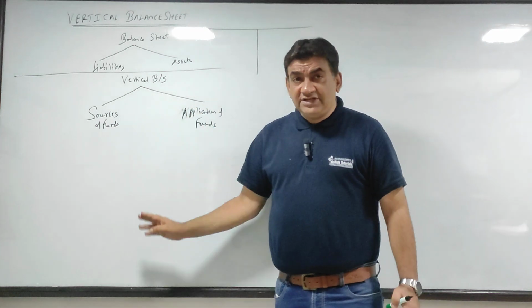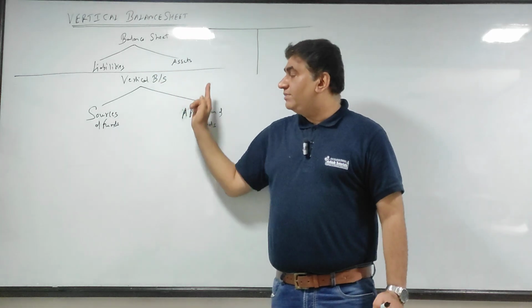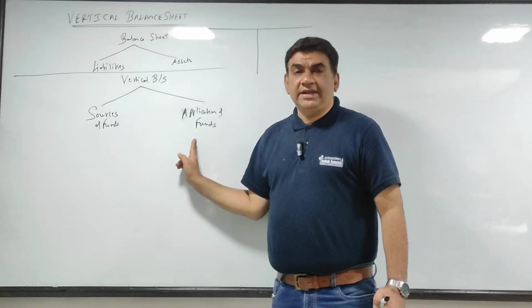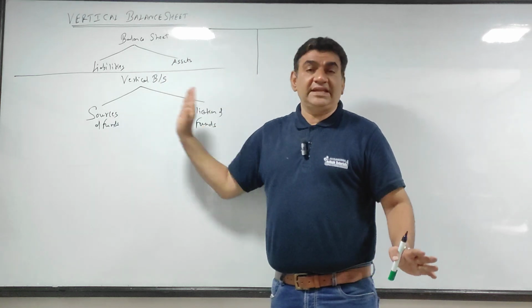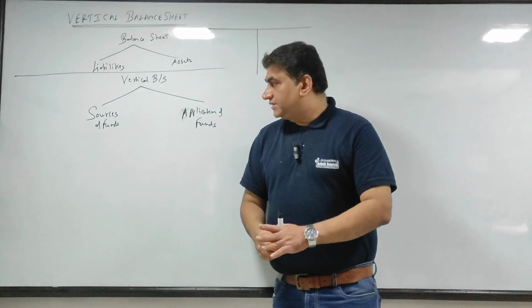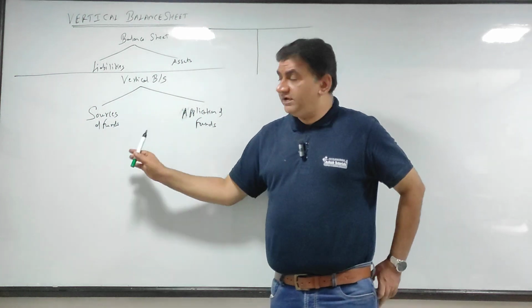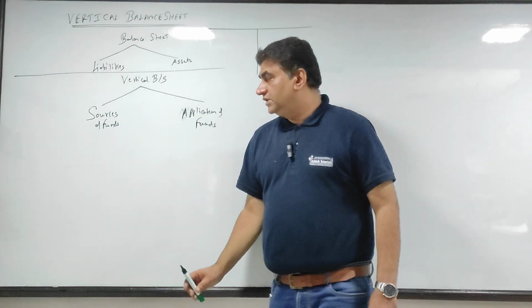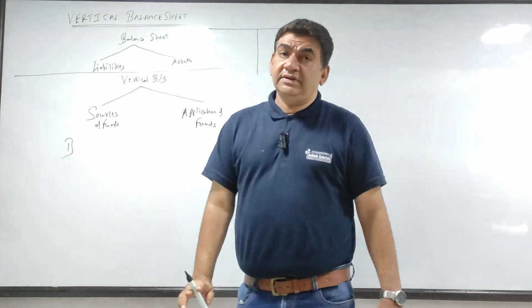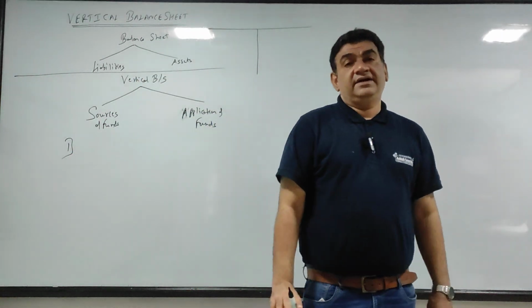So your vertical balance sheet, instead of assets and liabilities, will be split in two parts: sources of funds and application. Of course, inside this also asset and liability come, but the presentation is different. Now listen, let's take one by one. First let's take sources. What I told you, sources means where the money came from.